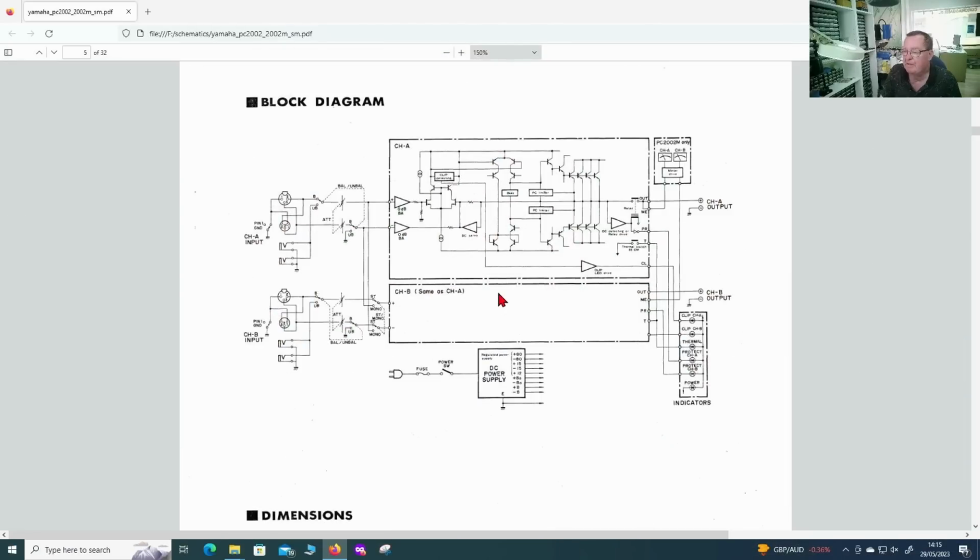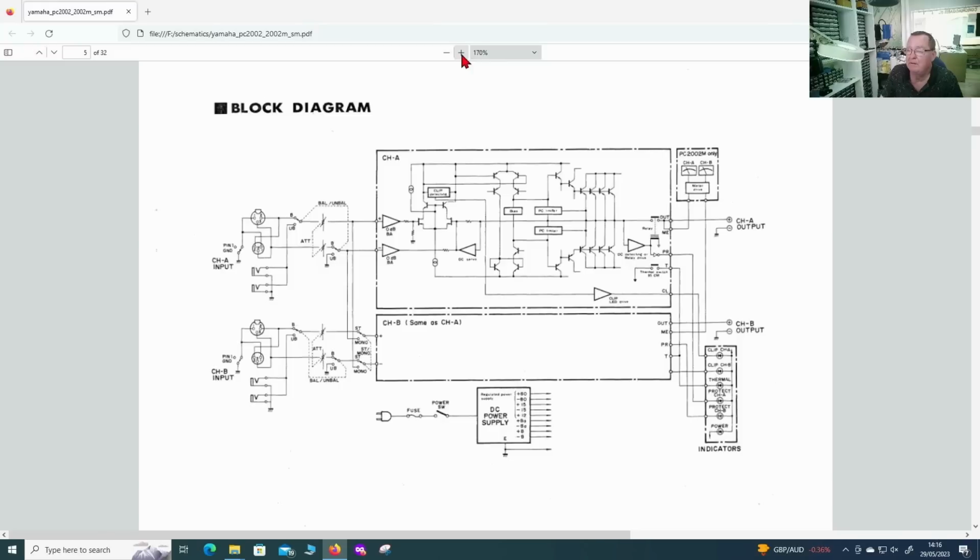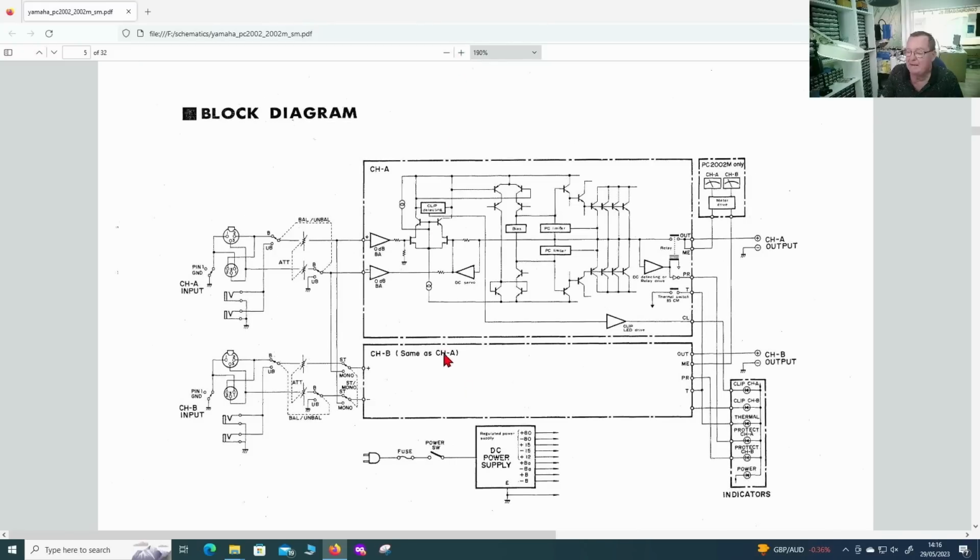And here is the part I was interested in first. So this is the block diagram. It shows one channel of the stereo amplifier. It basically says that channel B is the same as channel A. So these two channels are identical.